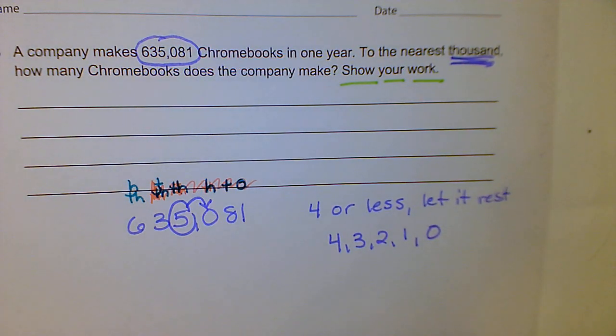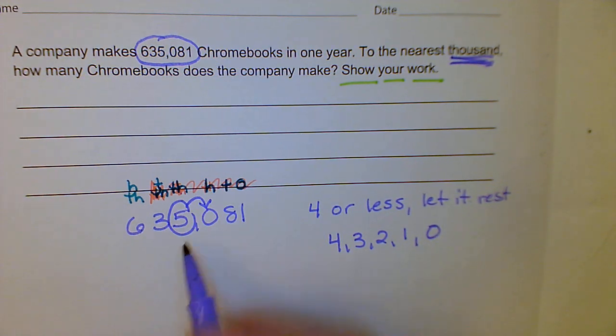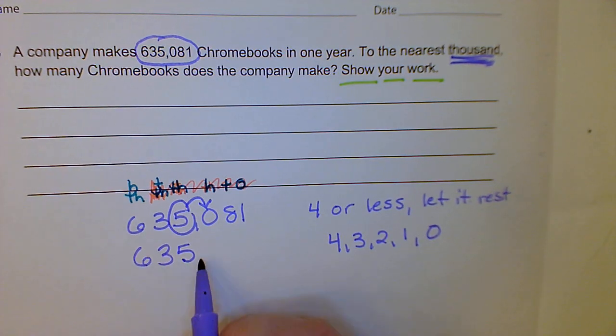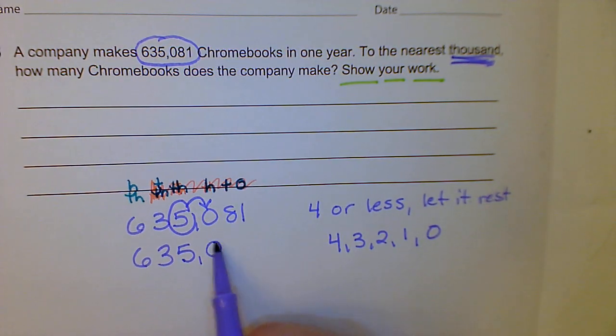If I were doing the other thing, it would be 5 or more, raise the score, and I would write 5, 6, 7, 8, 9. But you don't have to do this part. You can just write 4 or less, let it rest, or 5 or more, raise the score. So 4 or less, let it rest. So I'm going to let that 5 rest. Everything to the left stays the same, and I make zeros to the right.